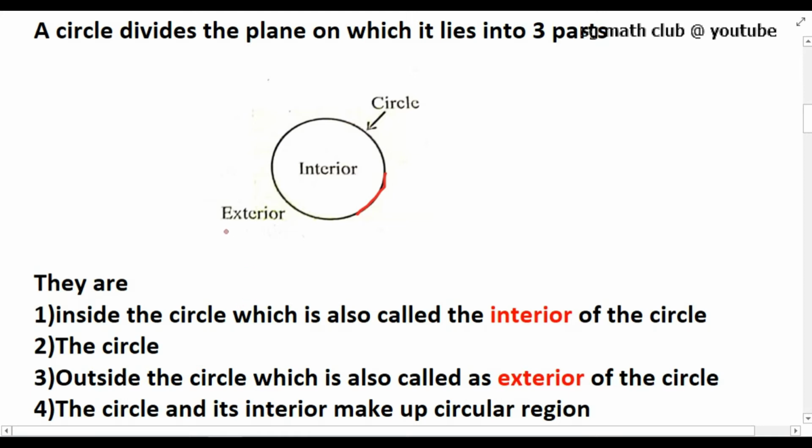Outside the circle is the exterior of the circle, inside the circle is the interior of the circle, and this boundary is the circle. So the circle and its interior make up the circular region. So a circle divides the plane into 3 parts. One is interior, second one is circle, and the third one is exterior.